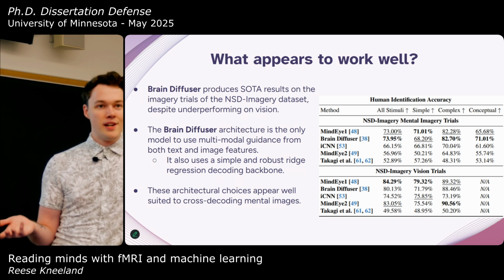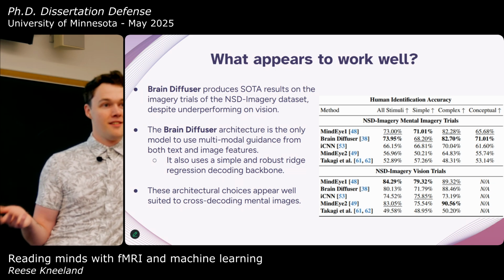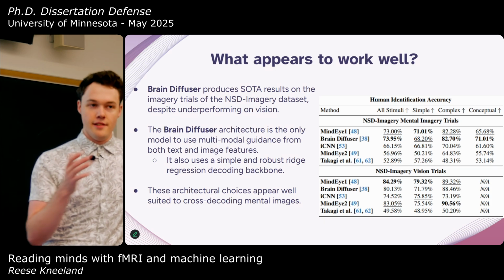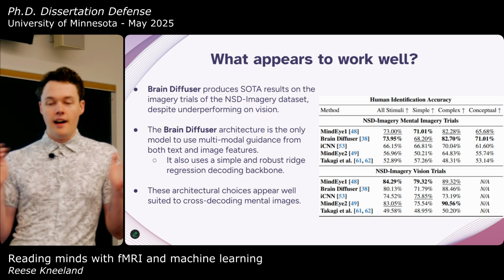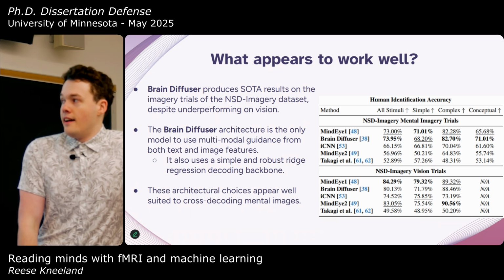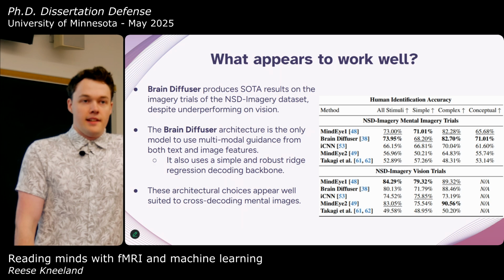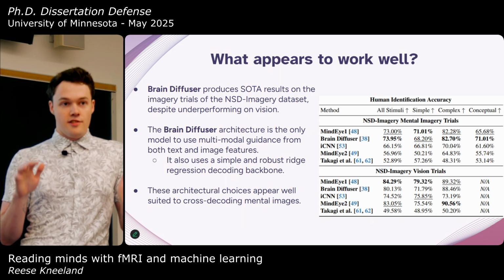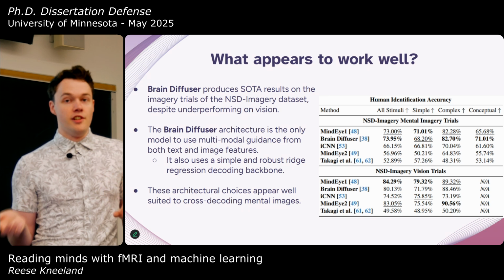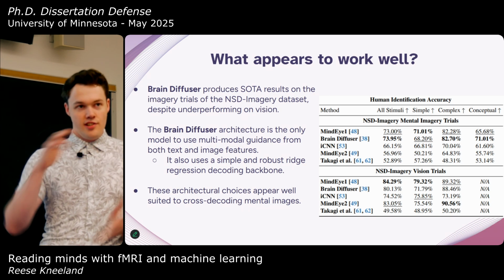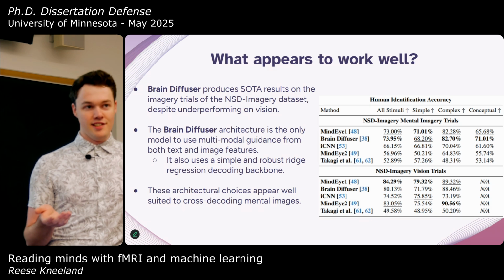But looking at how it works, we see that it is a very simple model. It's very robust. It uses a linear regression mapping to map the voxel activations to the feature embeddings that we use to reconstruct. And it also uses multimodal image embedding. What that means is that it's not only using information encoded in images to do its reconstruction, it's also using information encoded from the text captions of the stimulus image.